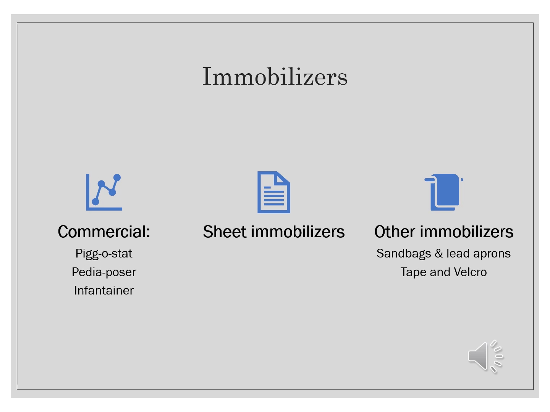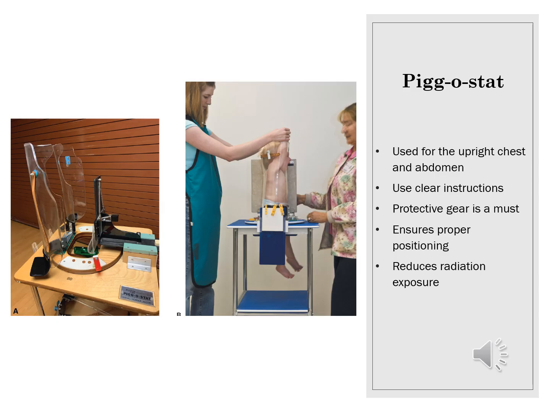Devices such as a Pegastat and a Tumble Form board can be used as well when imaging infants and small children. It is also helpful to use sandbags, Velcro, and tape if you need to stabilize a body part for imaging. The Pegastat is commonly used for chest radiography, and it's crucial for the radiographer to prepare both the parents as well as the child for use of this device before starting the procedure.